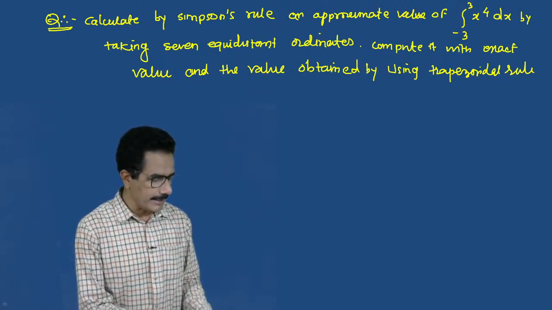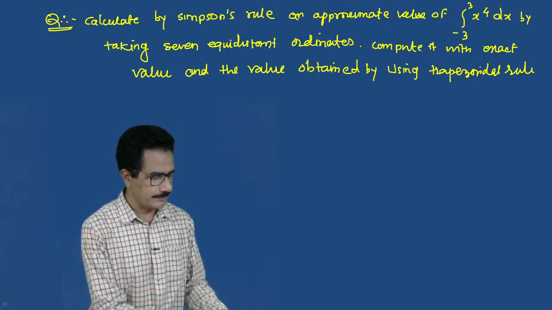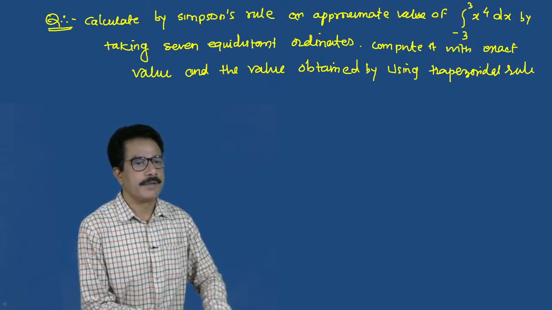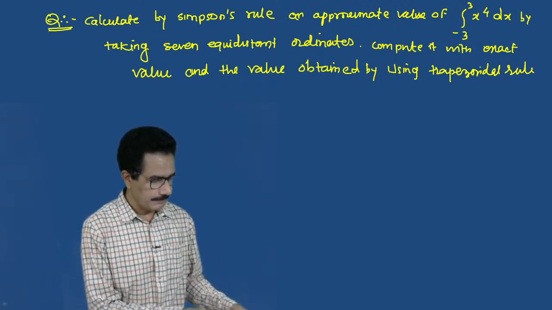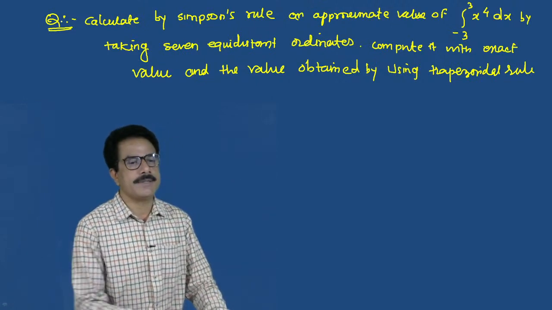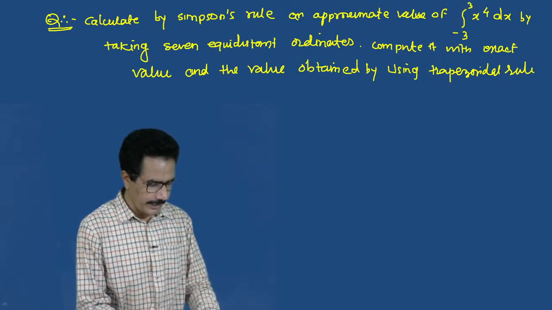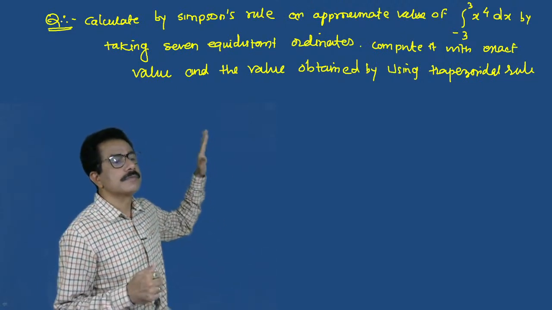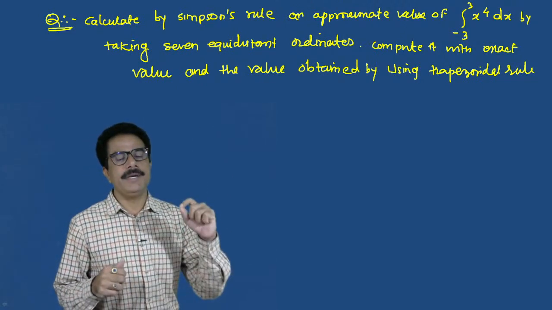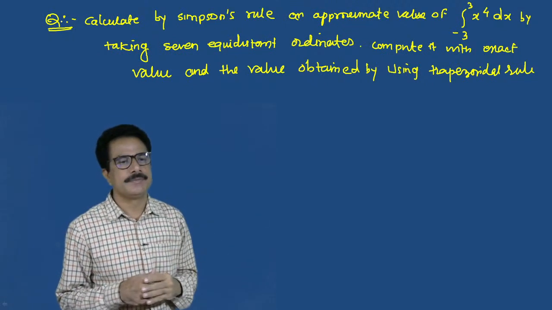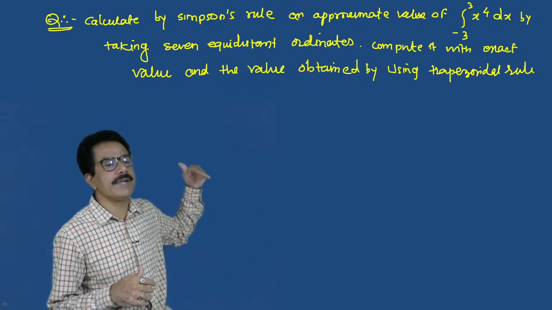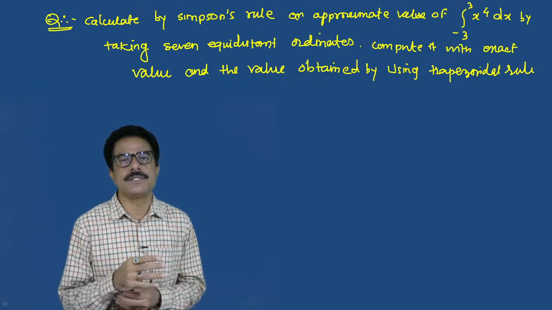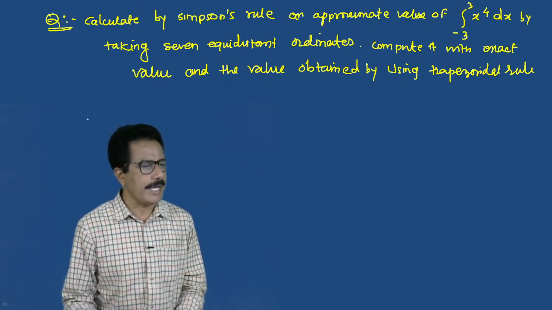See this, read this problem again, and tell me what we have to do. Actually we have to find out the integral from -3 to 3 of x raised to 4 dx, then calculate the approximate value of this integral by taking 7 equidistant ordinates. 7 equidistant ordinates means that there are 6 different parts.